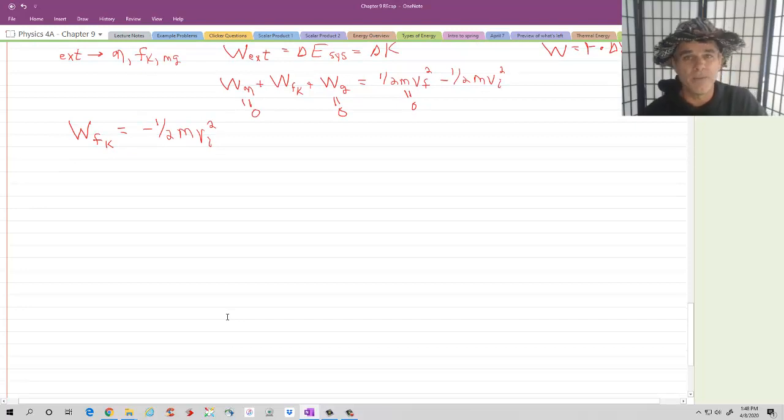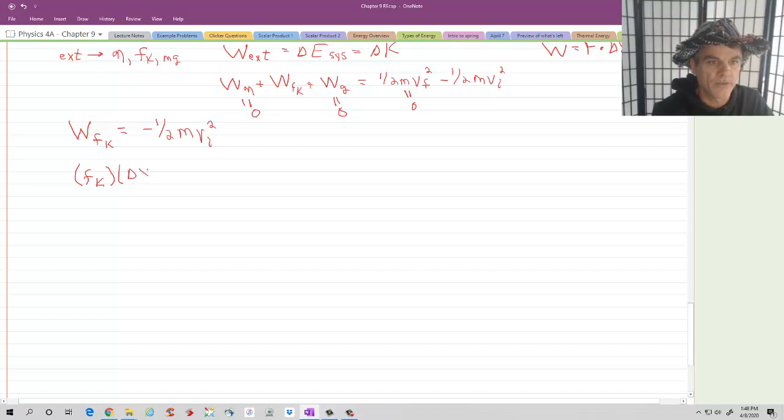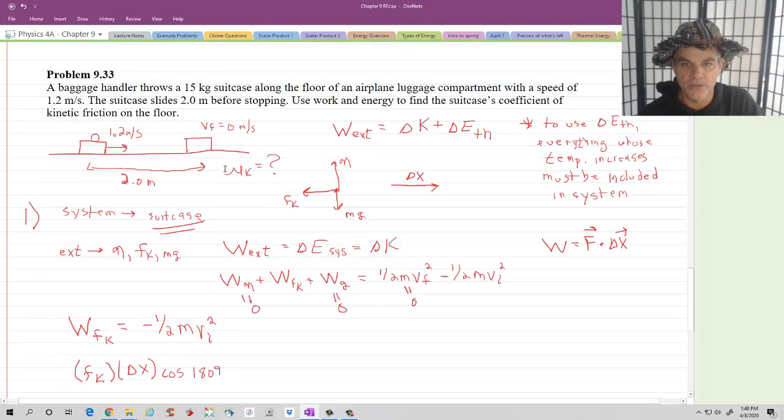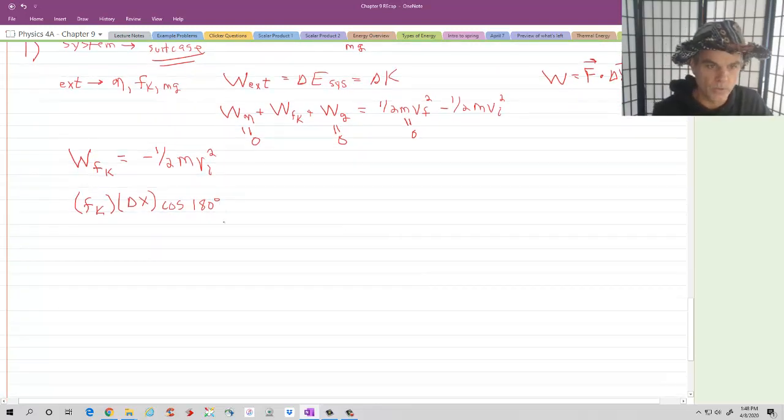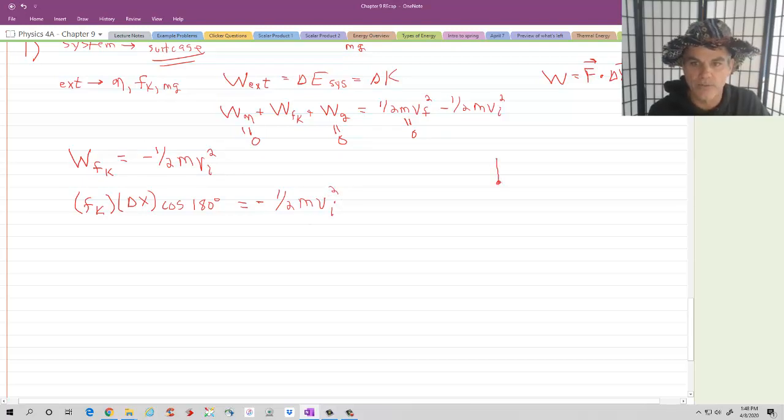So the work done by any force that's constant is the magnitude of the force, so in this case the force of kinetic friction, times the displacement, delta x, times the cosine of the angle between the two, which in this case is 180 degrees because this object is getting displaced to the right, the force of kinetic friction is to the left. So this equals negative 1/2 m v initial squared.